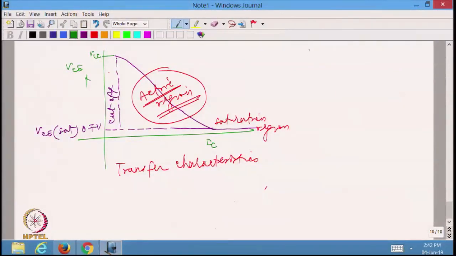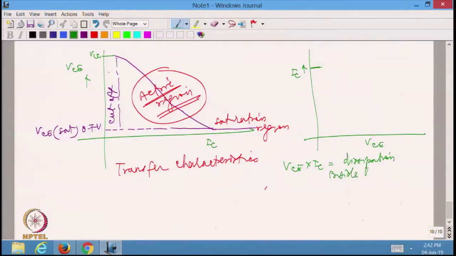But if I try to look at the normal operation of the transistor, I can say probably this is IC and this is VCE. I am probably going to have, for a rated IC, very small VCE. So, VCE times IC is going to be the dissipation inside the device. Because please note, VCE is the voltage across the device between collector and emitter, and IC is the current carried by the device. So, the product of these two is the dissipation inside the device.